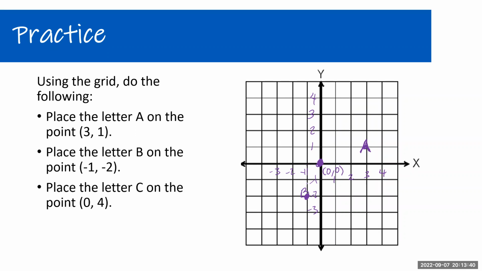The letter C is going to be on 0, 4. And when we see a 0 first, that means we're not going anywhere horizontally. We're just going to go straight up to 4. So this is going to be C. And lastly, the letter D on the point 4, 0. 4 horizontally, so we're going to go over here. And 0 for the second number means we're not going up or down. So this point right here is going to be D.